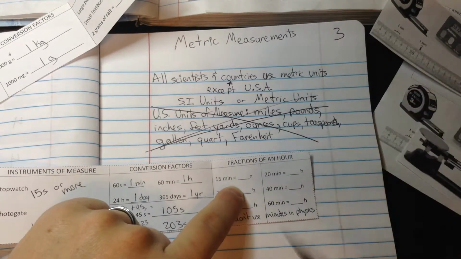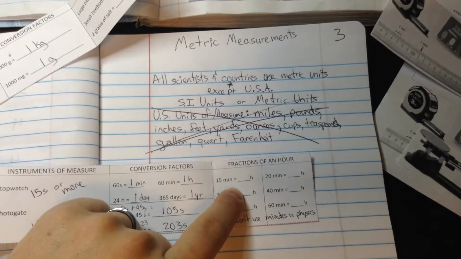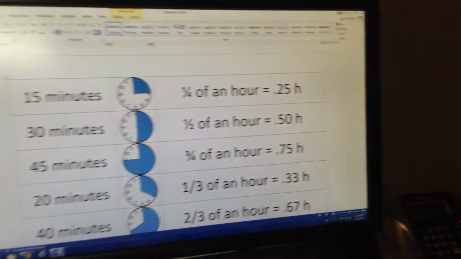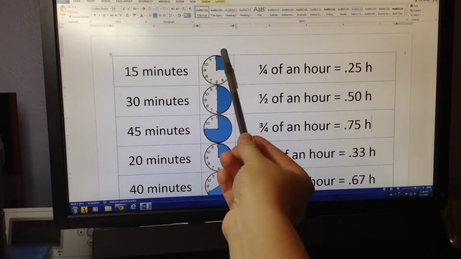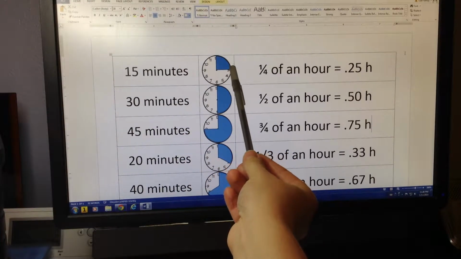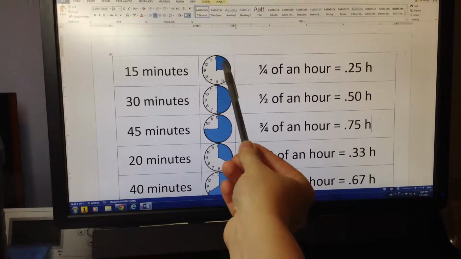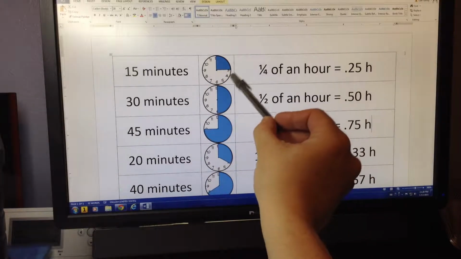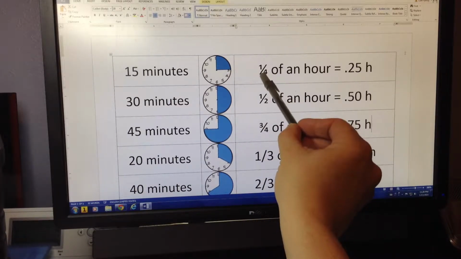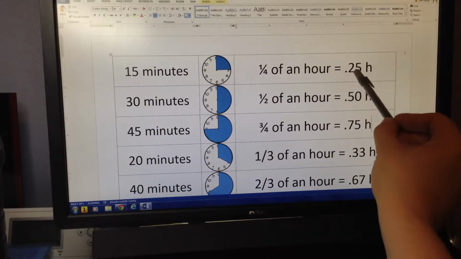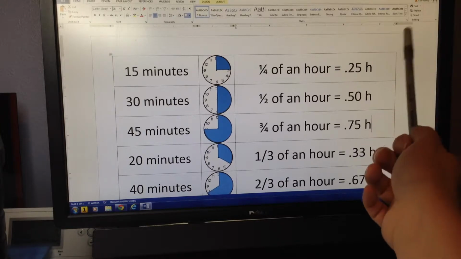Okay? Now, there's kind of an easy way to do this, and I set it up here on my computer. Kind of give you a visual here. Okay, 15 minutes. If you know how to read a clock, the minute hand goes from the 12 to the 3. That's 15 minutes. Now look at it as a piece of the pie. That's 1/4 of the pie. So 1/4 of an hour, give it to me in decimal, 0.25 of an hour.